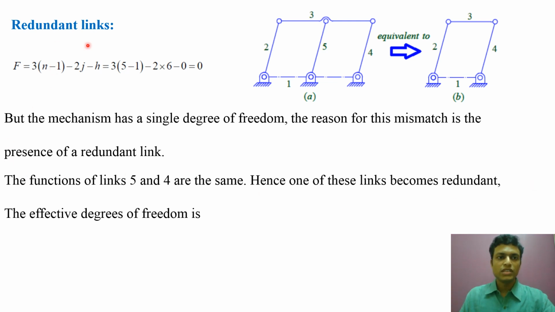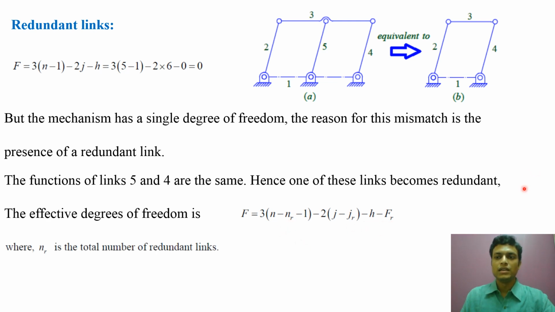So from the concept of redundant links, we can modify our formula of effective degrees of freedom, and that becomes 3 into (n minus nr), this is the new term, minus 1, minus 2 into (j minus jr) minus h minus fr, and nr is the total number of redundant links.